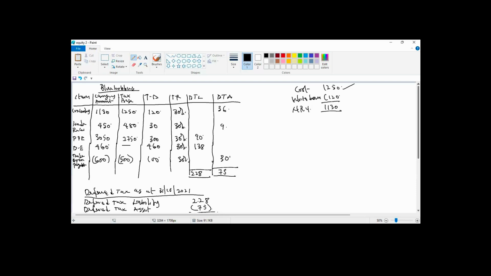I'm asking the question, sir. Under the tax basis, how do we get 1250 and 480? 1250 is for inventory, the first one.